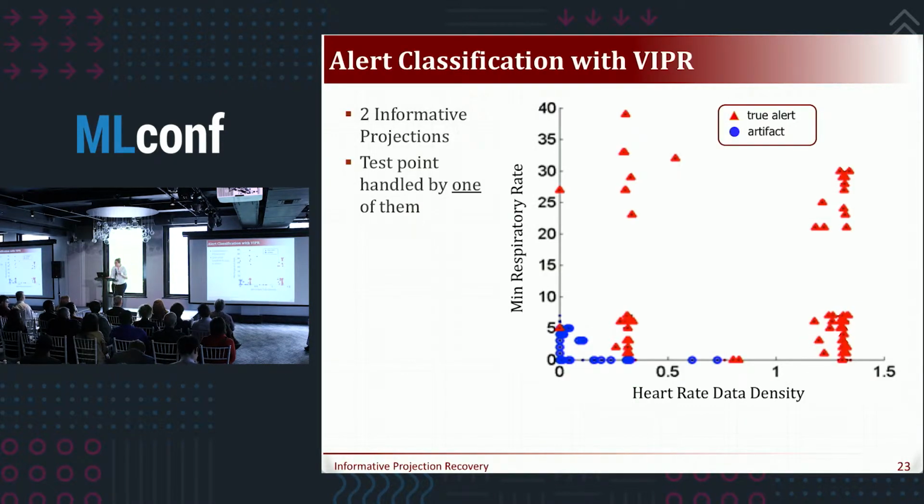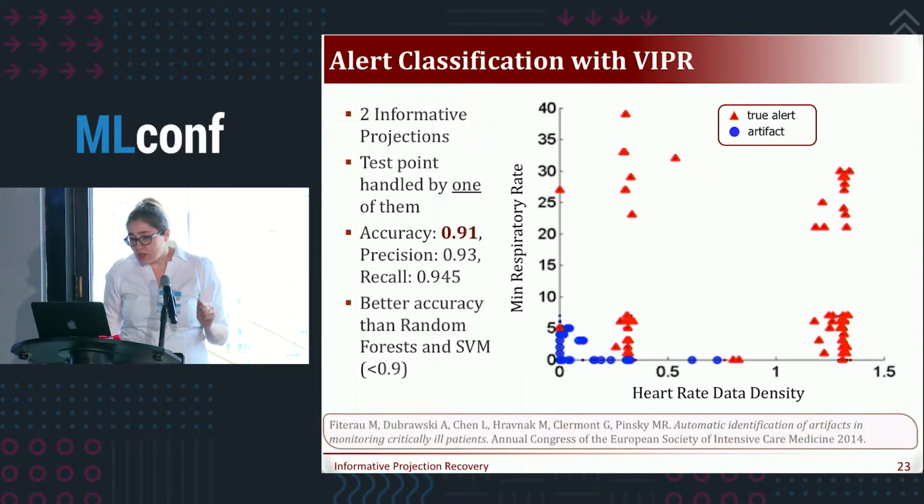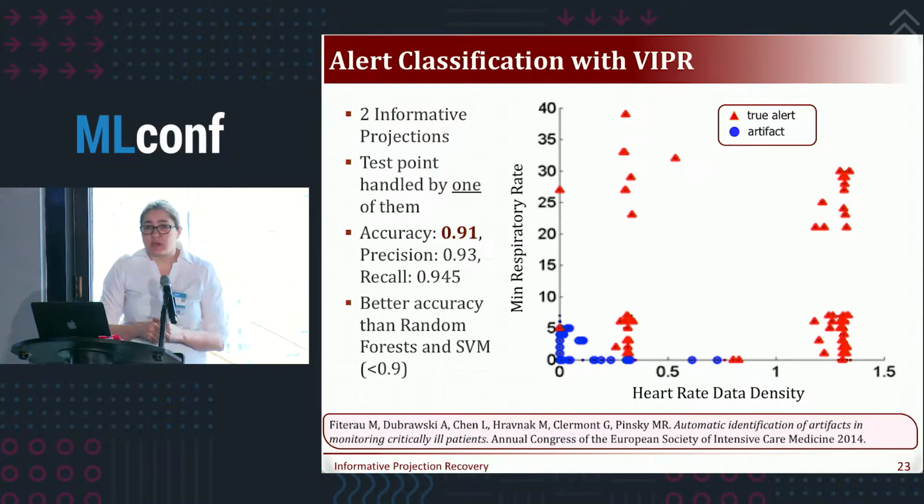This is one of the two projections we obtained when classifying respiratory rate alerts. So we can immediately see that the true alerts are distinguishable from artifacts. They're very cleanly separated in that plot. We've also tested this model in terms of accuracy against random forests and support vector machines, and it outperforms both of those methods.